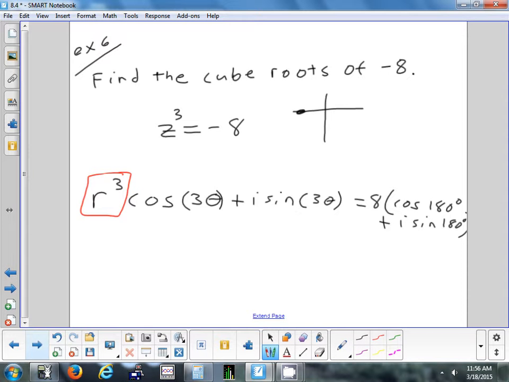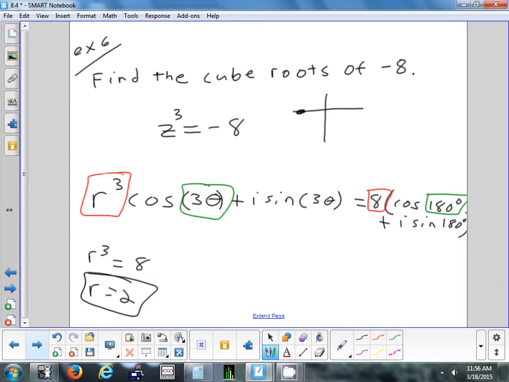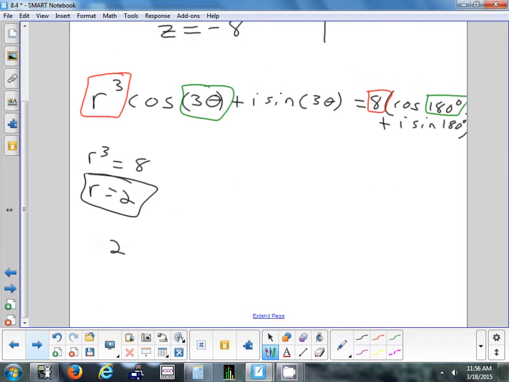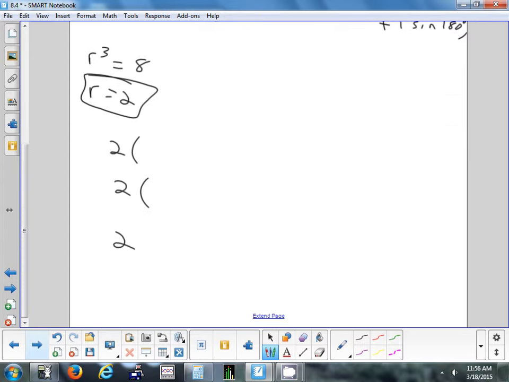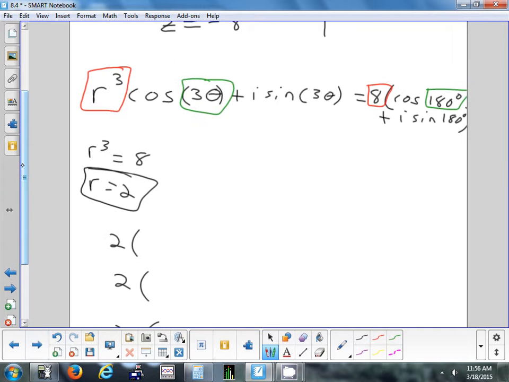Now this will match that. This will match that. So r cubed equals 8. So my radius is 2. And that's going to be 2 for every problem. I'm going to have 3 answers. And my angle, 3 theta, is going to equal 180 plus 360k. My suggestion would be divide everything by 3 right away to get theta by itself.